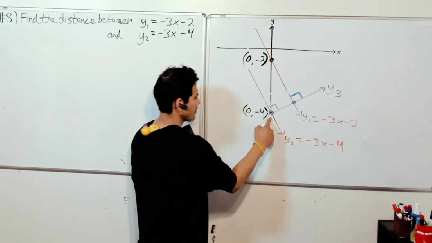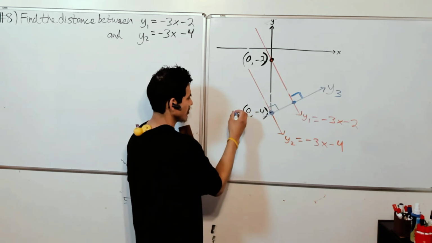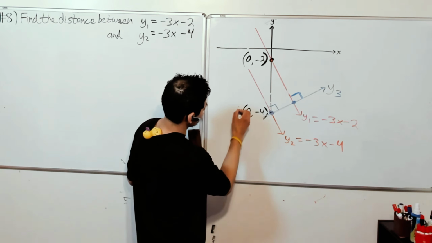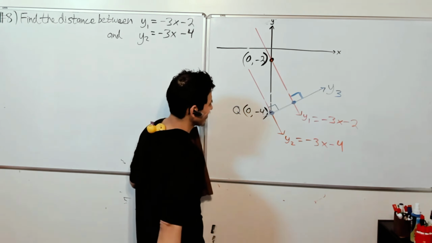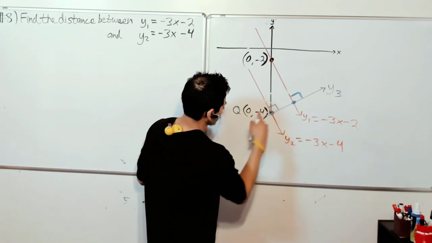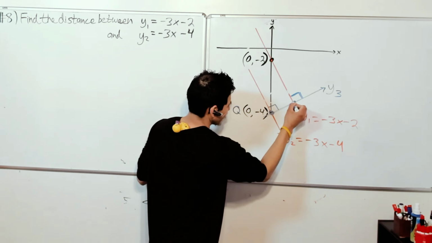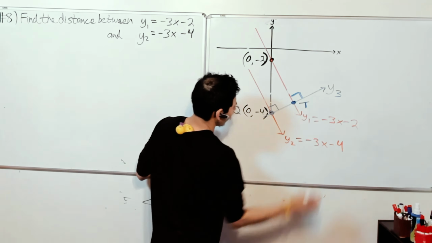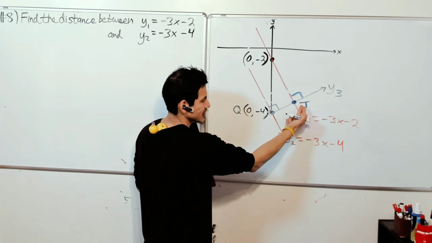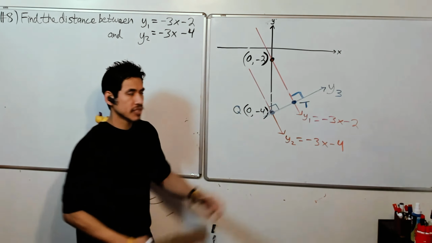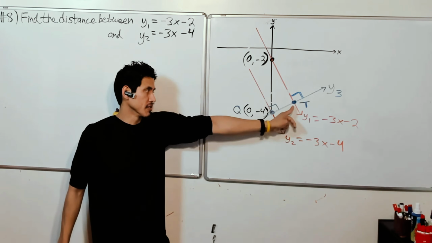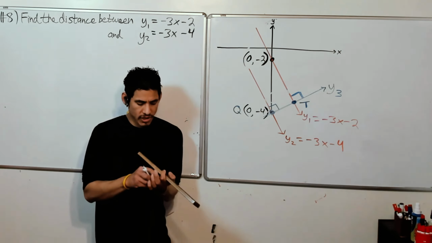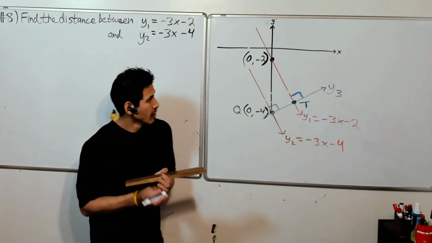So let's label this point. Let's just call it point Q. And we need to find out how far point Q is from this point. Let's call this point T. So we need to figure out where point T is. Once we figure out where point T is, then we can just use the distance formula. We just plug and chug the coordinates into the distance formula, and it'll be easy work.